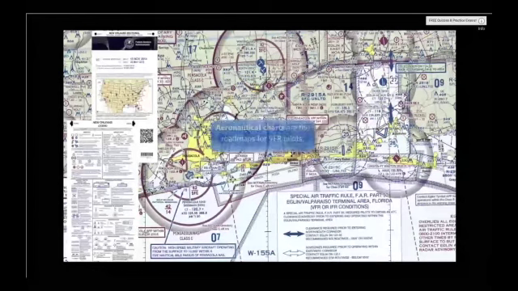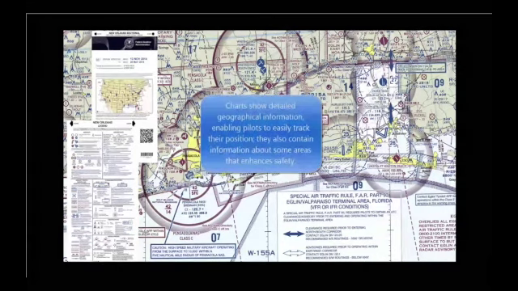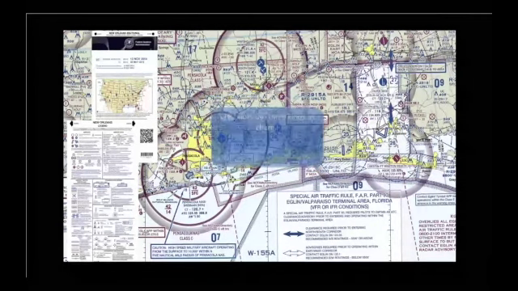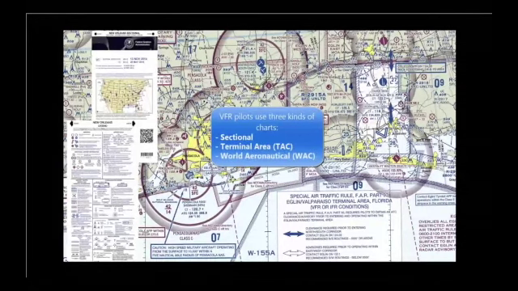An aeronautical chart is the roadmap for a pilot flying under VFR. The chart provides information which allows pilots to track their position and provides available information which enhances safety. The 3 aeronautical charts used by VFR pilots are sectional, VFR terminal area, and world aeronautical.